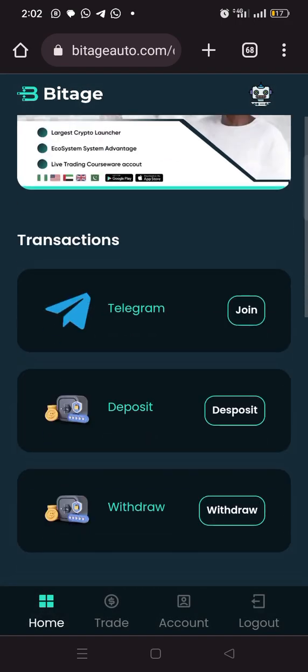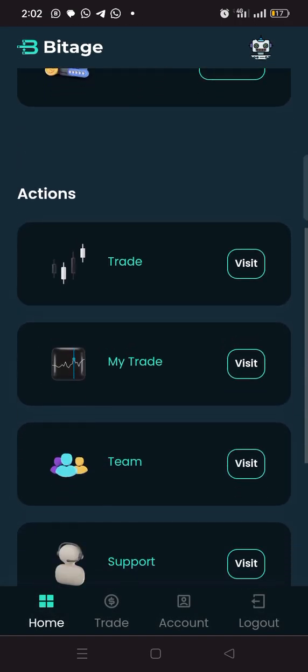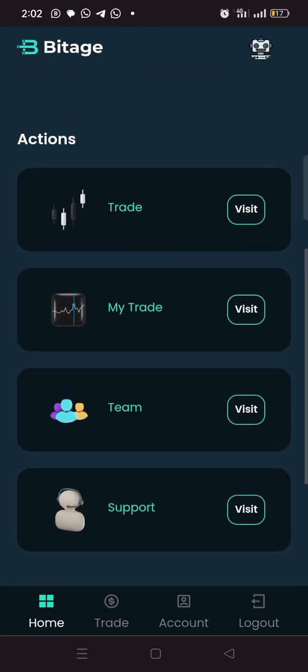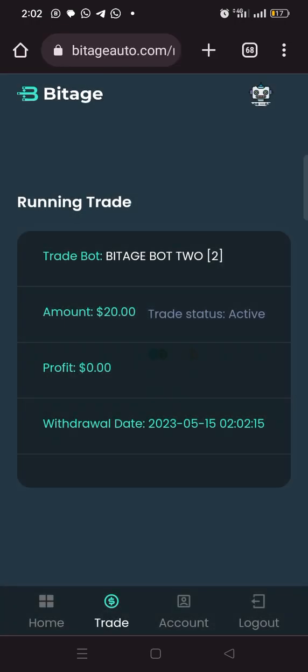Now this is how to start your trade on Bitage. That is how to start your trade. Click on my trade, you will see it here.